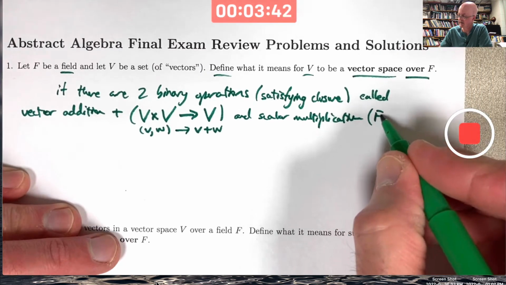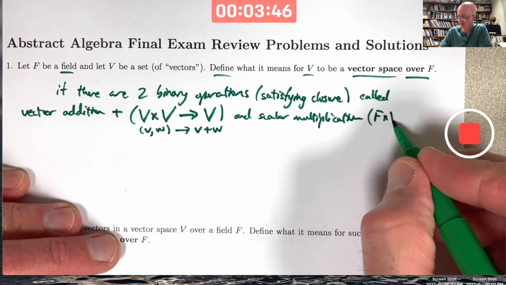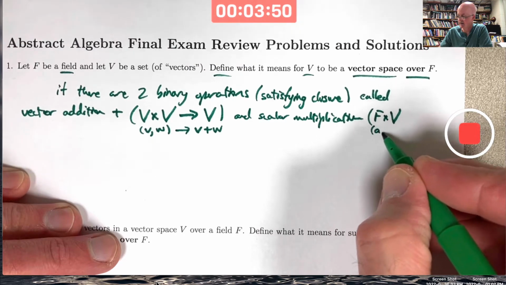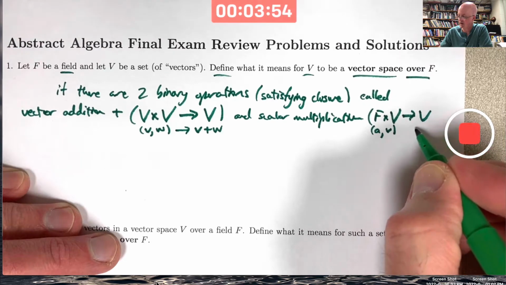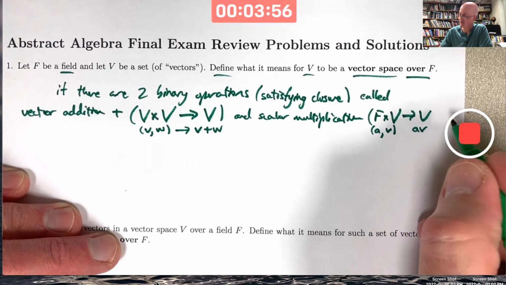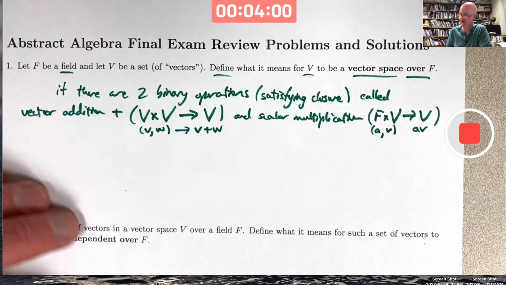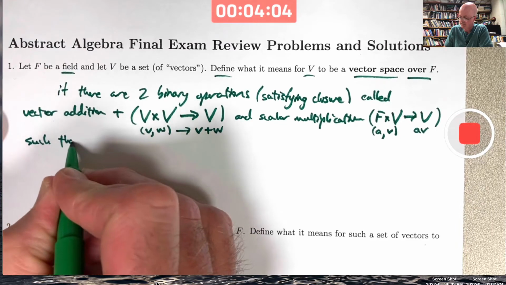but I will write the Cartesian product that is the domain of this function. It's not V cross V, but F cross V. Take an ordered pair that is a scalar, call it a, and a vector, call it v, and map it to a vector that we call av, which we imagine to be a times v. Okay, that is the nature of that scalar multiplication, such that certain properties hold.